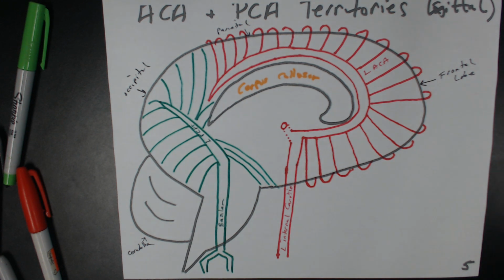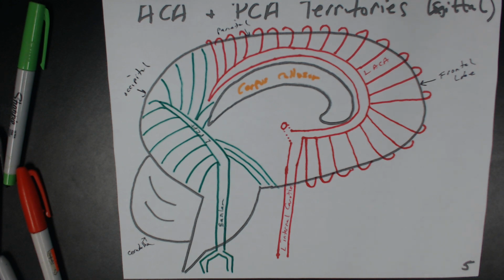Supplied by the ACA? No. We're going to look at the temporal lobe in a minute. Okay, well, all we're looking at is the medial surface of the left side right now. So this is going to be the medial surface of the brain. The next one, we're going to draw the lateral surface of the brain, and we'll see what supplies the temporal lobe. The MCA and the PCA in general supply the temporal lobe.